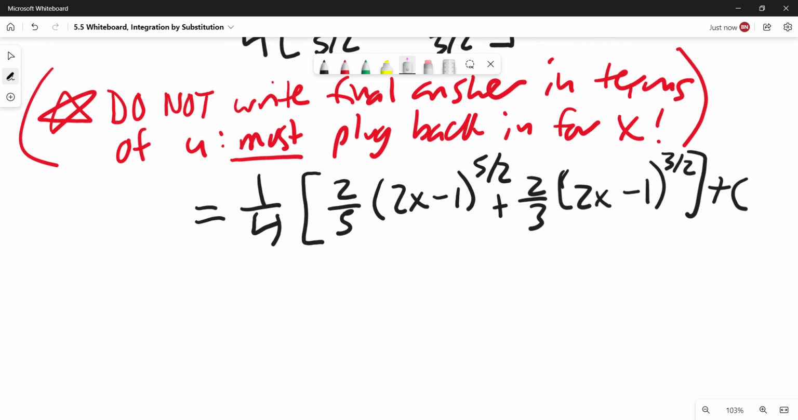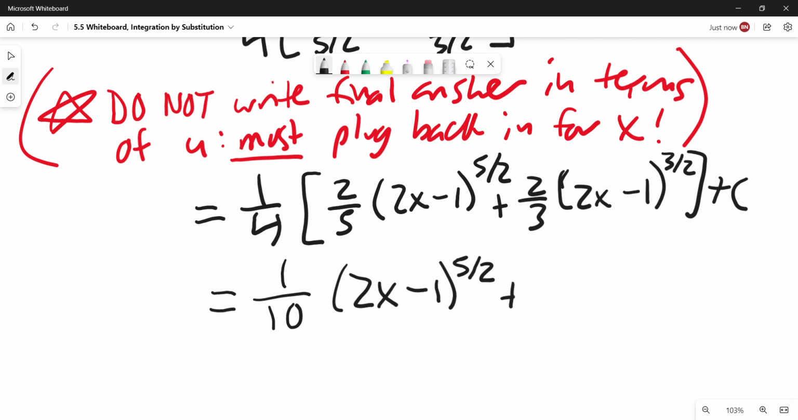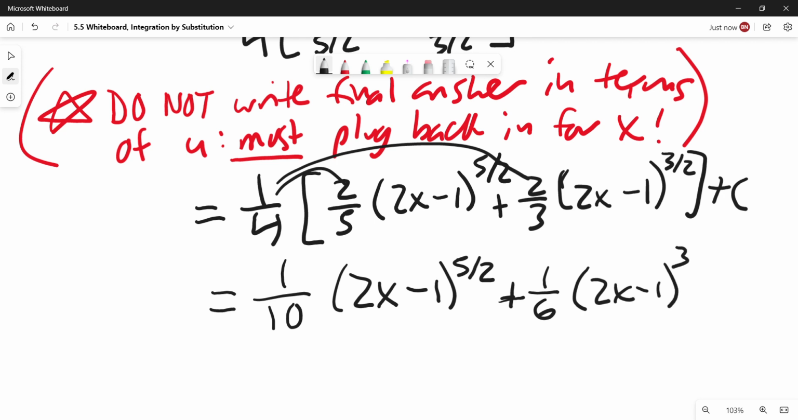Okay, so let's just tidy this up a little bit. The 2 and the 4 cancel a little bit, so we get a 2 on the bottom, so it looks like a 1/10. Yeah, okay, good. I haven't looked back at the answer thing for a while, so I'm glad we're doing it right. 1/10, 2x minus 1 to the 5 halves plus, let's go ahead and distribute here. Looks like that's going to be a 1/6 once we cancel a little bit. 1/6, 2x minus 1 to the 3 halves plus c. That's it.